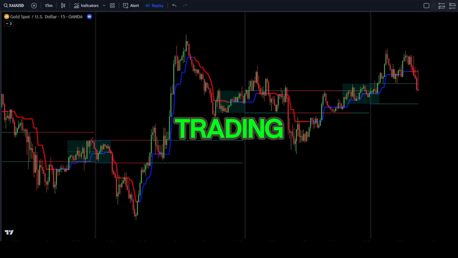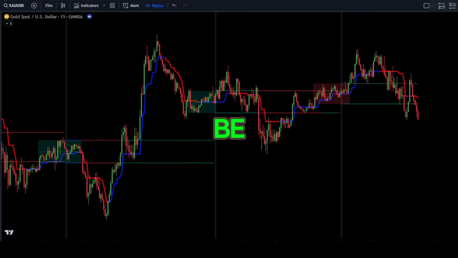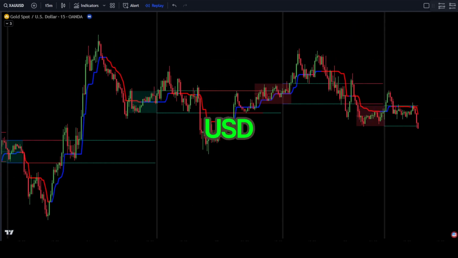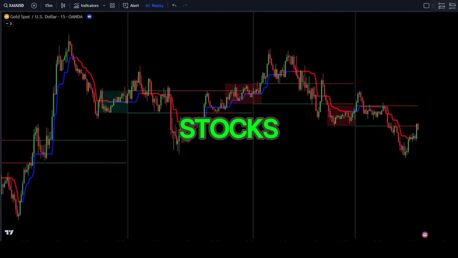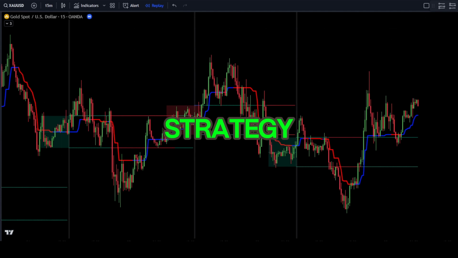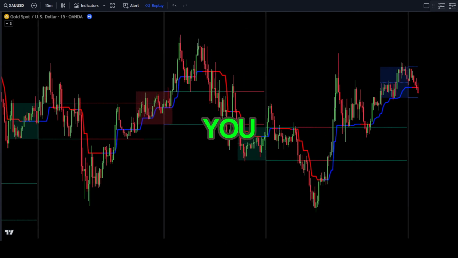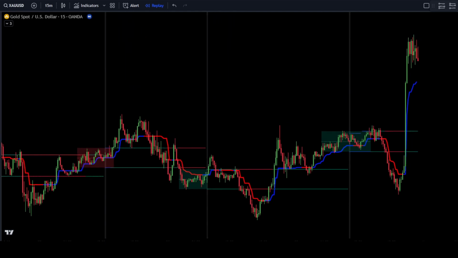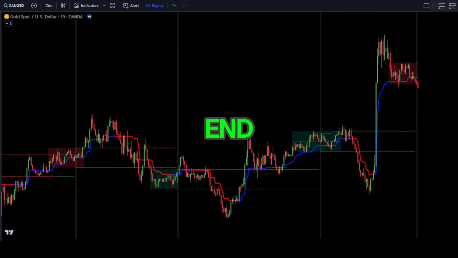This breakout trading strategy is quite effective and can be applied to various assets such as forex, gold or xauusd, cryptocurrencies, stocks, and other assets. Additionally, this breakout trading strategy works on all time frames, so you can use it for scalping, day trading, or swing trading. Therefore, make sure to stay until the end of the video.